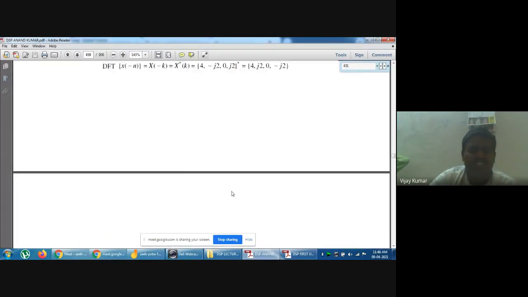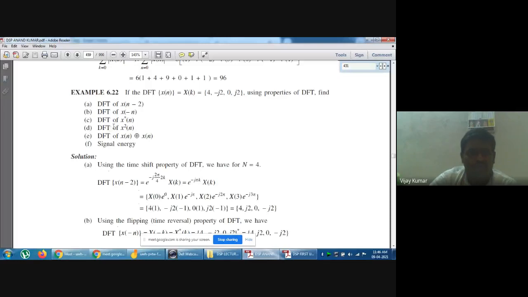Okay, next. Fourth problem, DFT of x square n. Which property do we need to apply? Multiplication property. Multiplication in time domain is equal to circular convolution in frequency domain.